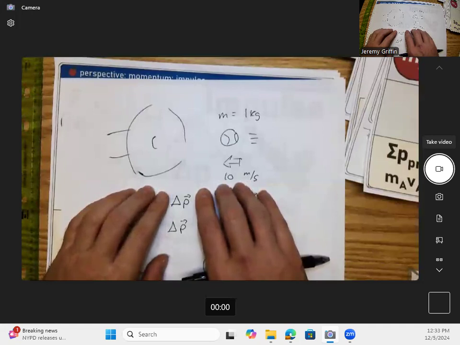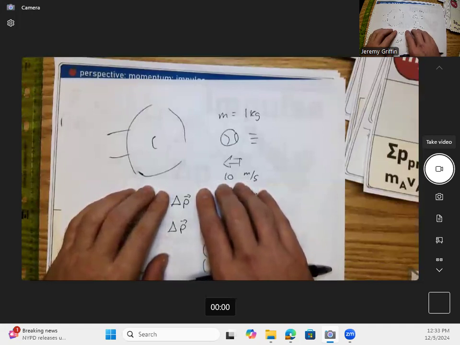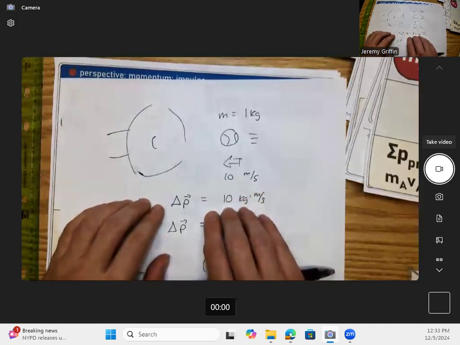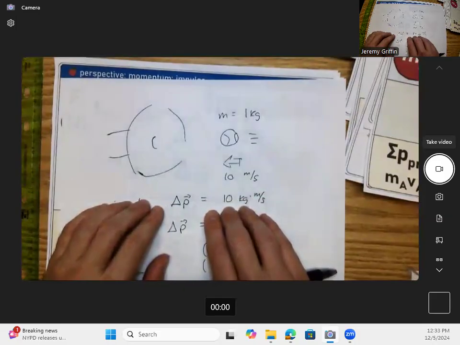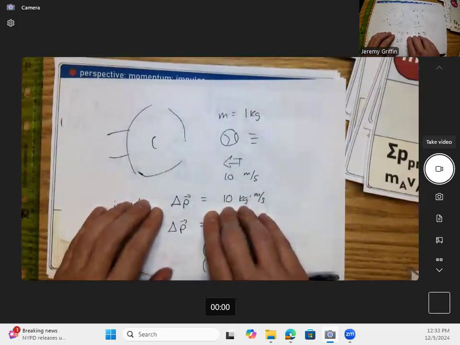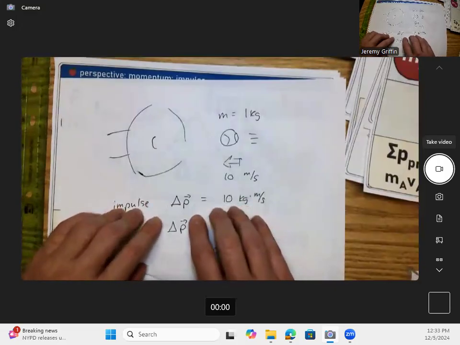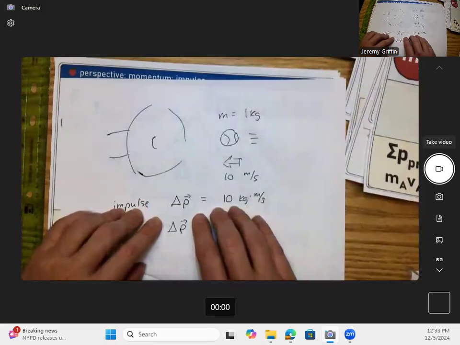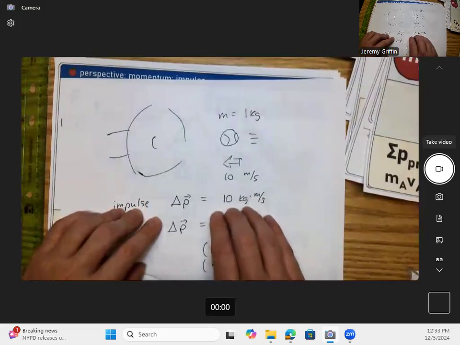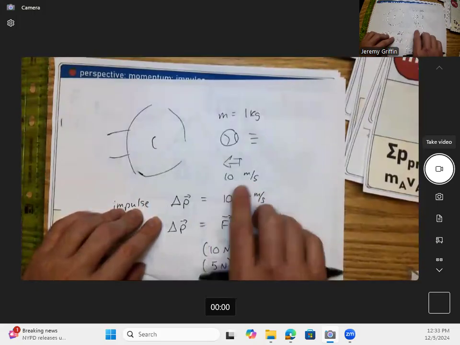Because if you bring it to a stop, what's the impulse of bringing it to a stop? 10 kilogram meters per second, right? Because mass times velocity, mass times change of velocity. Or you can say negative, but whatever. Now, if you bring it to a stop in 1 second or 5 seconds, it doesn't matter. The impulse is the same because it's going from this speed to zero either way.